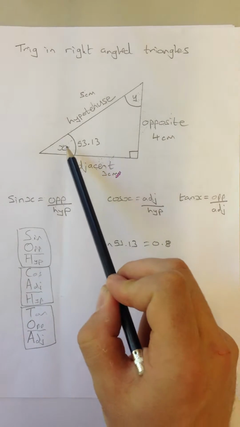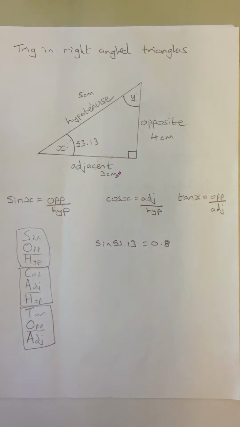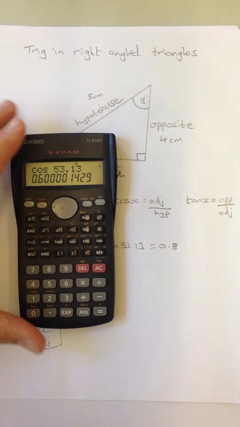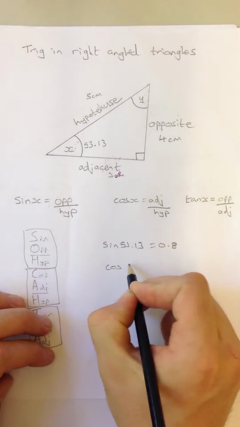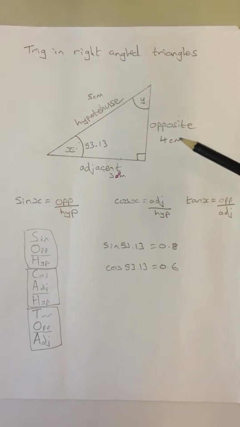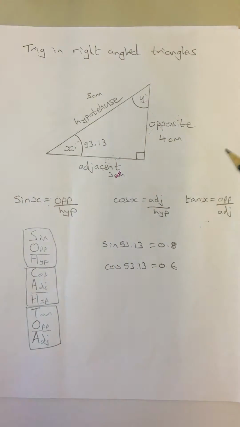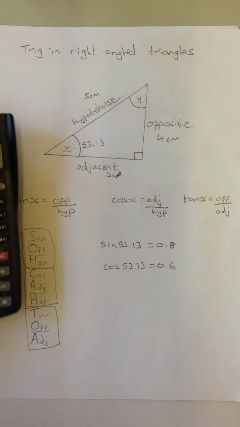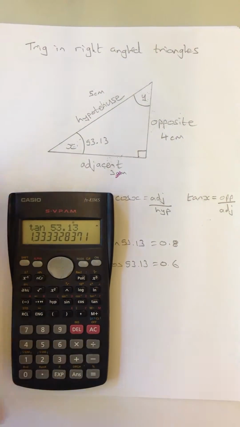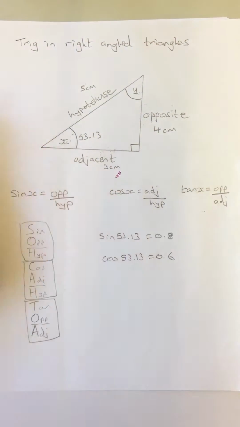If we wanted to link between the adjacent and the hypotenuse, we would use cos x. So let's try cos of 53.13. Cos 53.13 equals 0.6. And 3 divided by 5 is also 0.6. The final one then, tan x, tan of 53.13 should be 4 divided by 3. Well, 4 over 3 is 1 1/3. So tan of 53.13 is 1.3 recurrent basically. It's because I've rounded the angle. But yeah, so that's the links.